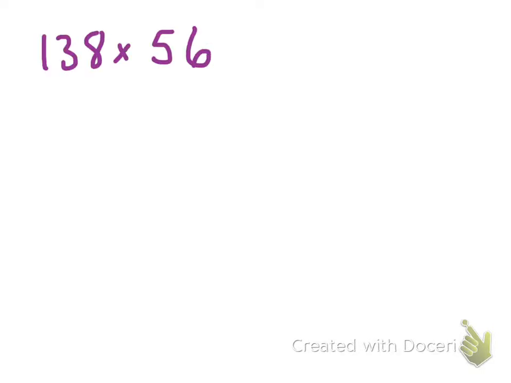Okay, so let's simplify this. So we've got 138 times 56. I'm going to simplify this by breaking this number into its different places. So we've got the 100s, the 10s, and the 8s. I'm also going to do that with 56 as well. Separate those into 10s and 1s. And I'm going to do this in a variety of simplified equations.